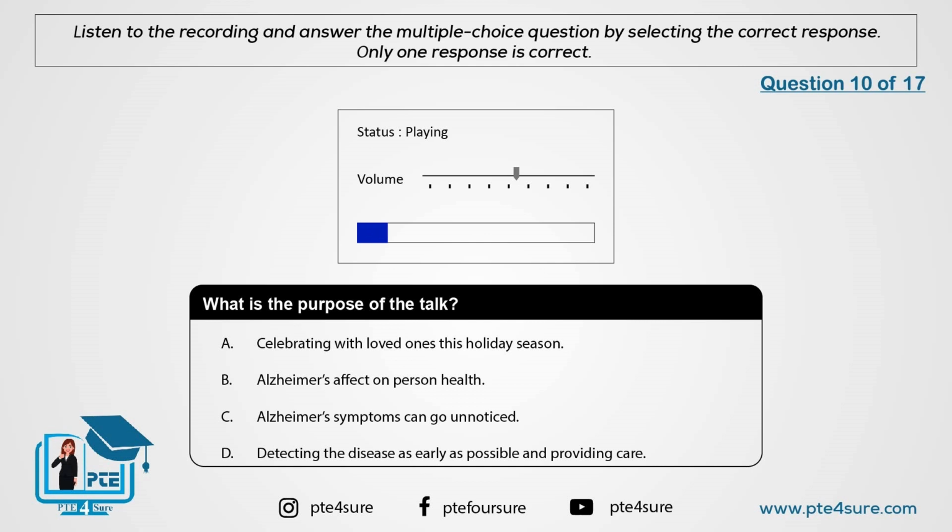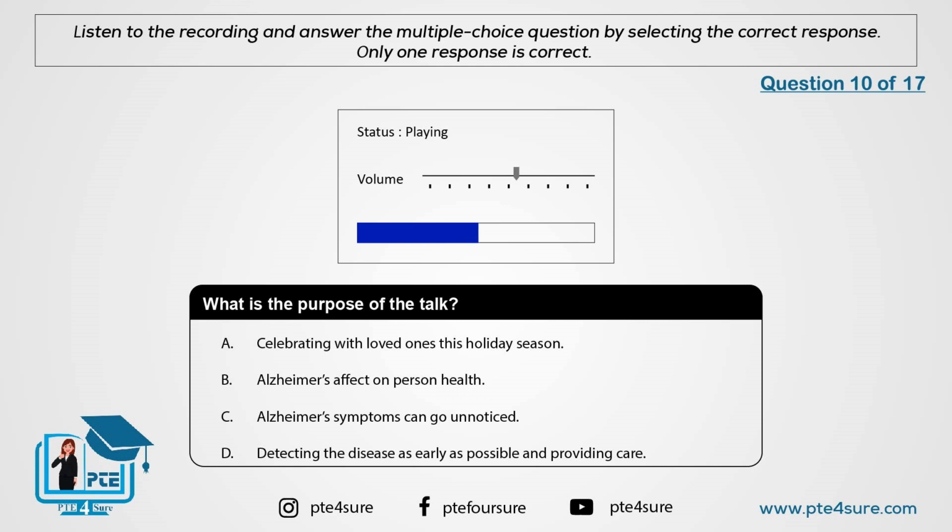Detecting symptoms of Alzheimer's disease as early as possible can be critical to provide appropriate care and avoid potentially dangerous situations, and family and friends can play a vital role in recognizing and calling attention to these changes in behavior, especially for older adults who live alone.